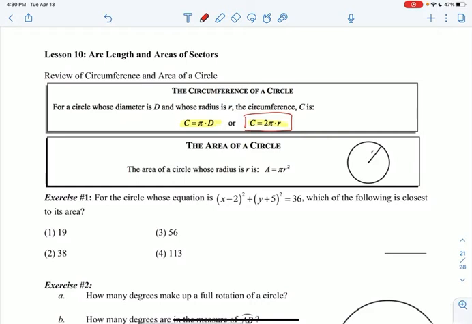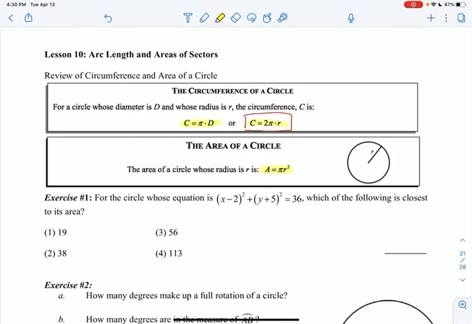The second formula is area of a circle. And there's just one formula for the area of a circle. You just need the radius, and the formula is pi r squared. So basically you're taking the radius, squaring it, and multiplying it by pi. Remember, for pi, we're always going to use the pi button on our calculator. You're not going to use 3.14.